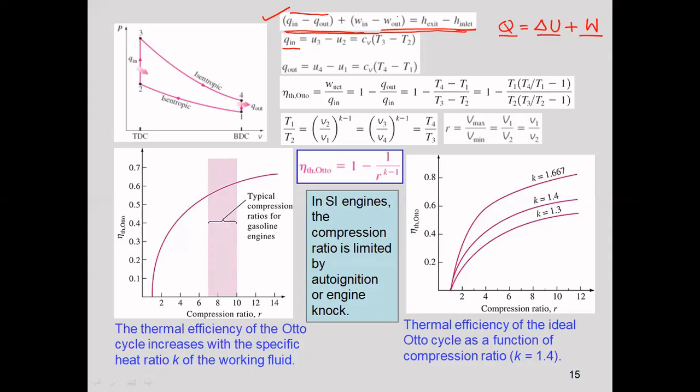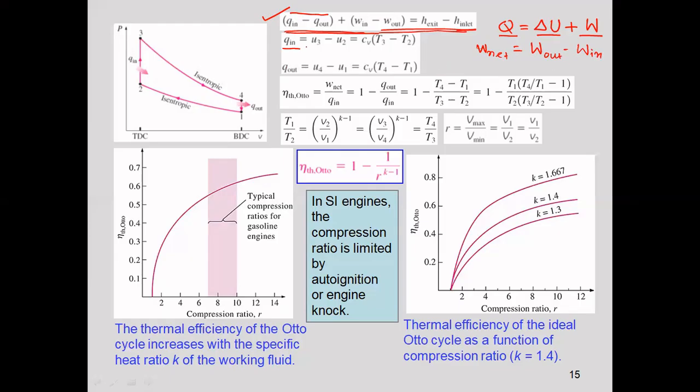Plus W in minus W out, which is net work input. So W in minus W out is net work input. So W out minus W in will be net work output, just the opposite. So net work output, W net, is equal to W out minus W in. Conventionally, work output is considered positive.